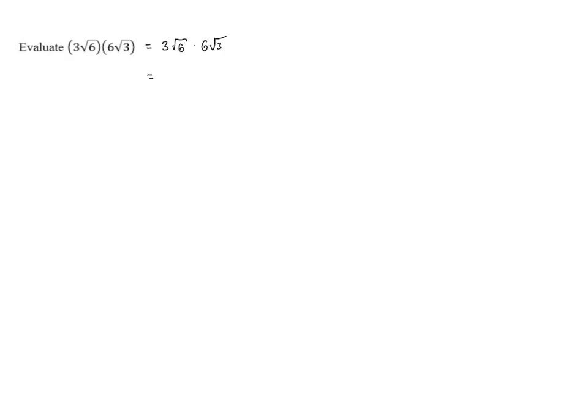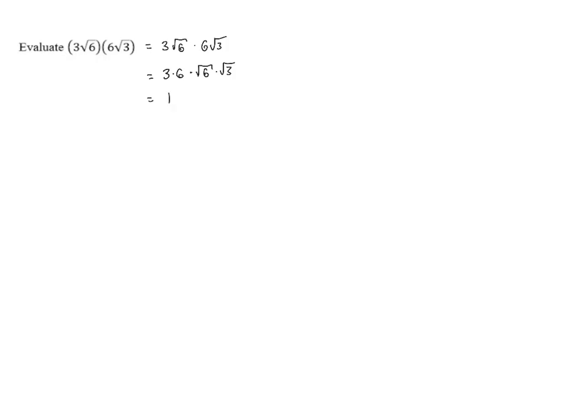We can rearrange the multiplication so that the numbers outside of the radical are multiplied first, 3 times 6, and then the radicals are multiplied afterwards, root 6 times root 3. We know that the order doesn't matter in multiplication, it's commutative, so we can rearrange everything. And now it might be a little bit more clear that we can multiply the numbers outside of the radicals.